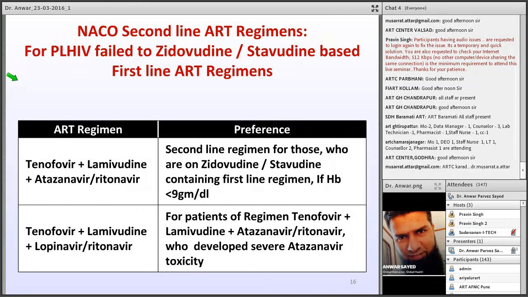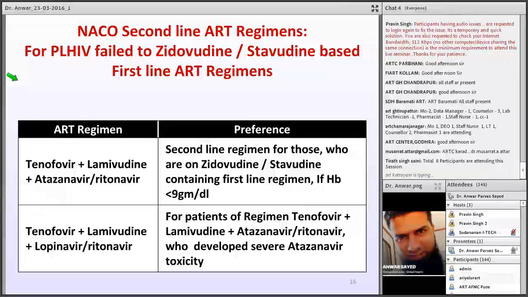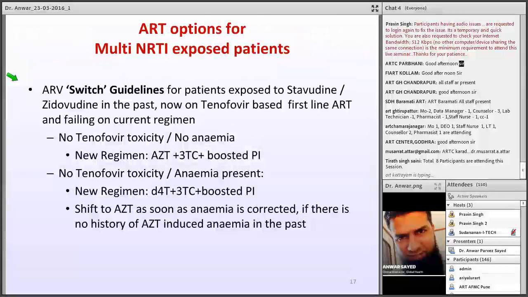And this is how we have our second line regimen in the program for people who fail a zidovudine or stavudine based first line ART. The regimen given will be tenofovir, lamivudine, atazanavir and ritonavir, and in case a person has developed toxicity to atazanavir, then atazanavir is substituted with lopinavir. That is in case of hepatotoxicity or any severe kind of toxicity.